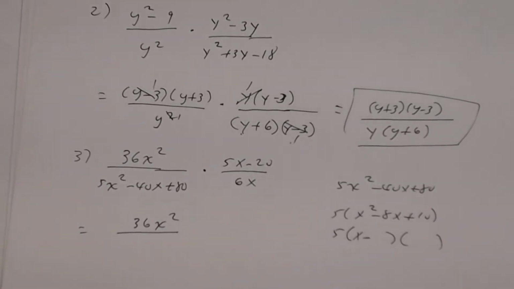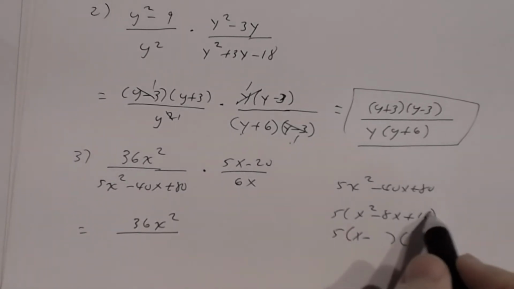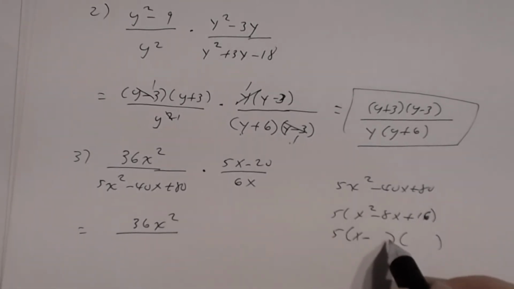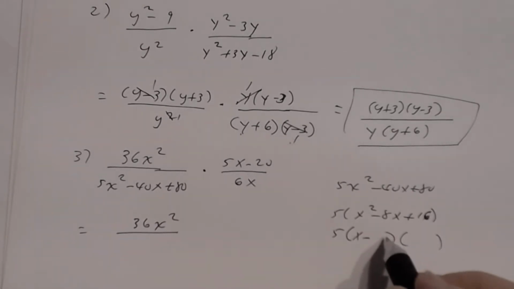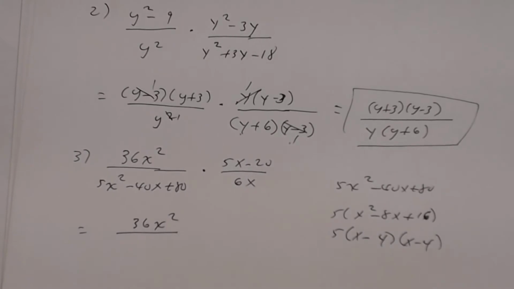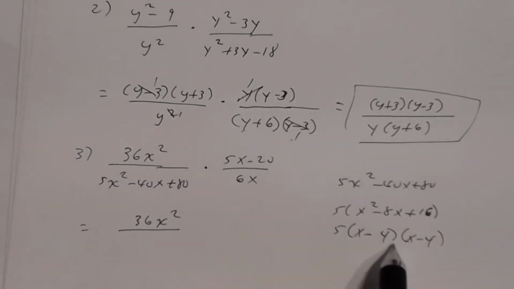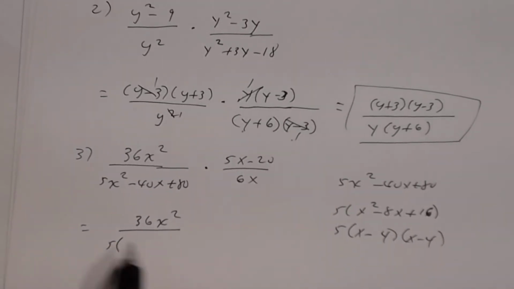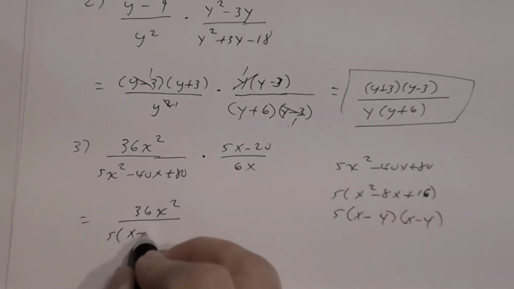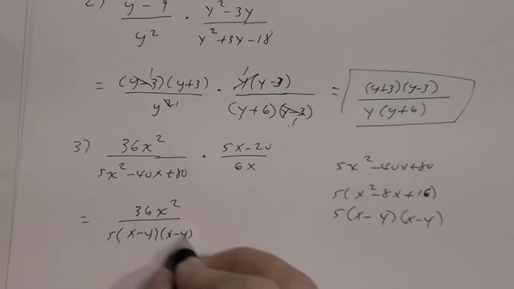All right, so that's not a 10, that's 5 times 16, right? All right, so 16. All right, so I'm going to get, let's see, this was that 4 and 4? Okay, so x minus 4 times x minus 4, right? Okay, so that's going to go here. So I get 5 times x minus 4 times x minus 4.